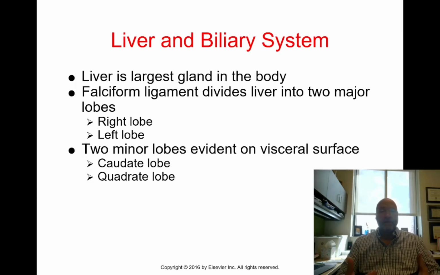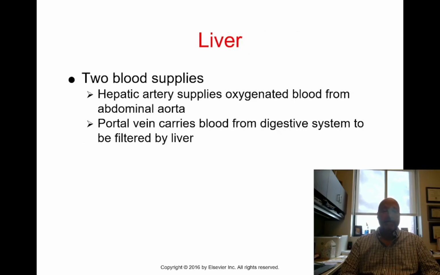Area-wise, the lungs may cover more area, but they're not solid. The liver is solid, covers both the left and right upper quadrants, just kind of bridges in between them. It's divided a little towards the left-hand side by the falciform ligament, and that will give us our right lobe, which is really large, and the left lobe, which is in comparison much smaller. And then you've got minor lobes in addition to those.